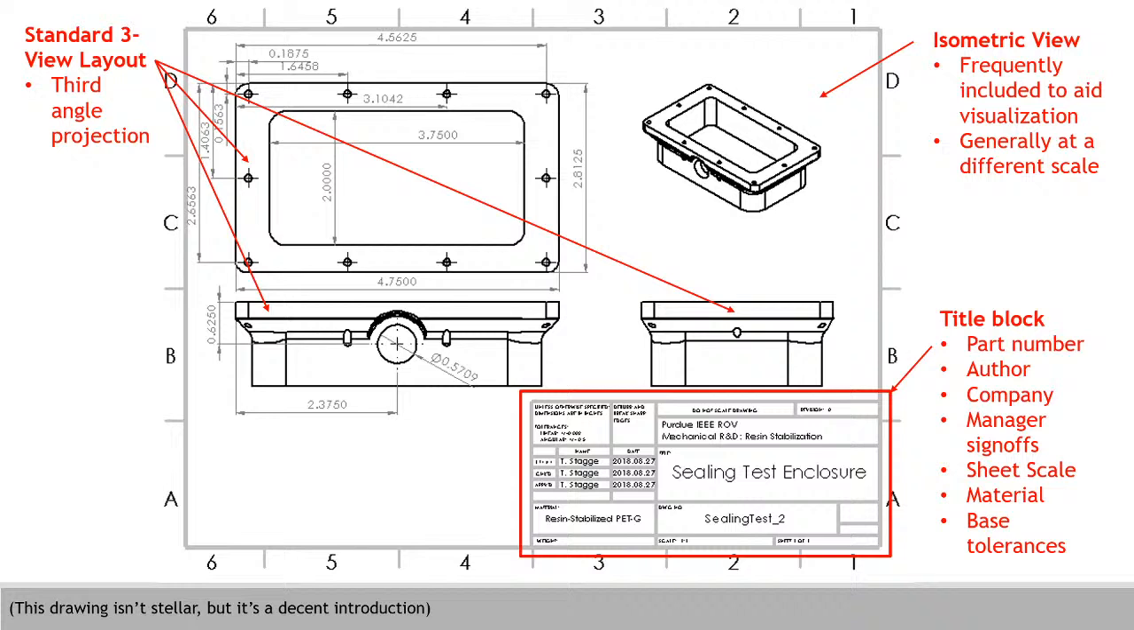Then you have your title block. It includes part number, author, company, and any sign-offs that have to be done. So who checked the drawing, who approved it. That can have legal consequences too.